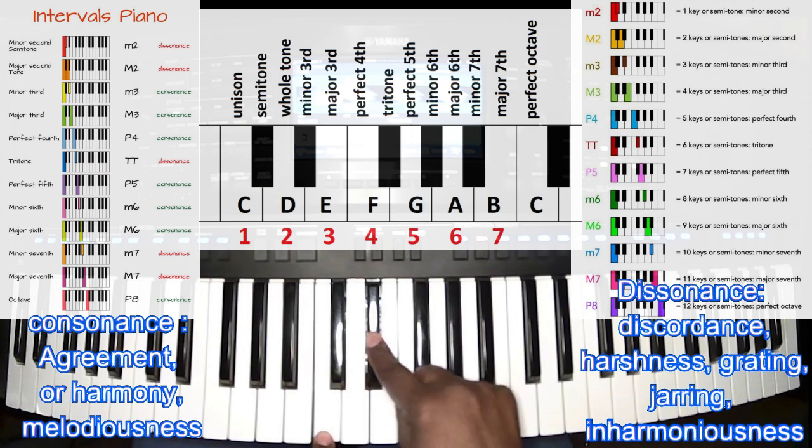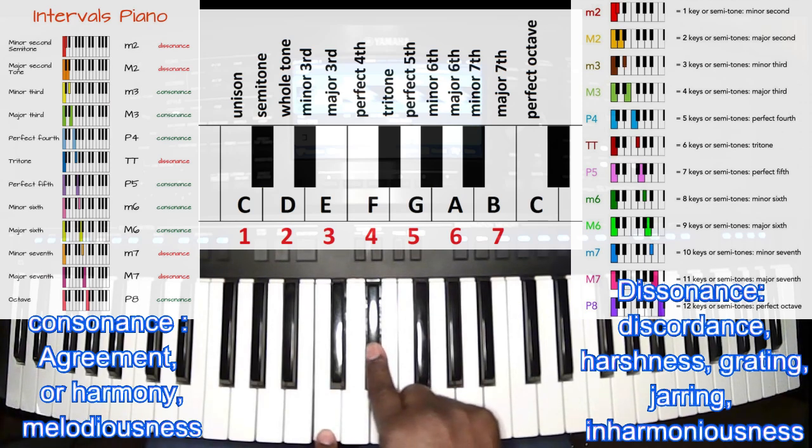That's not bad at all. That's not too bad at all. That's actually consonant. It's harmonious. It has an agreement. It almost sounds melodic. Not bad. All right. That's what we call consonants.